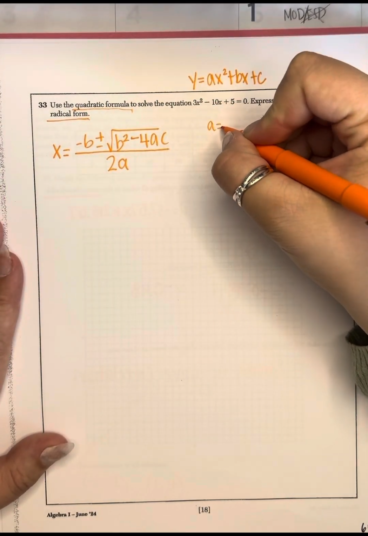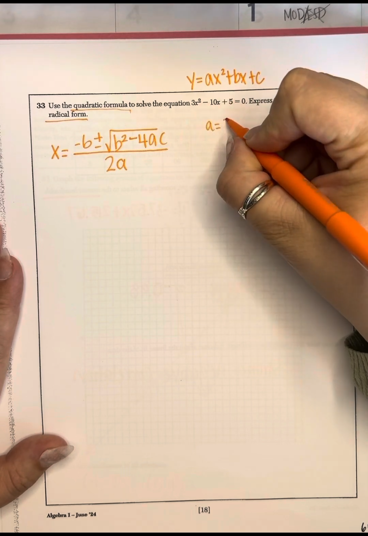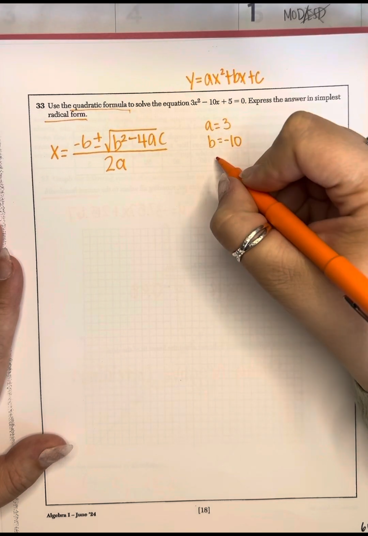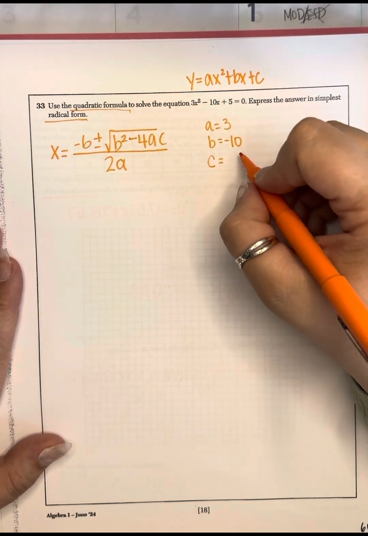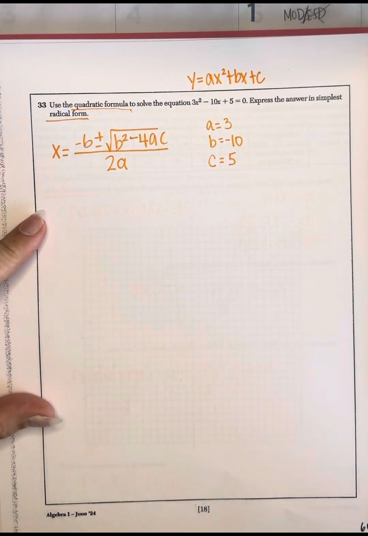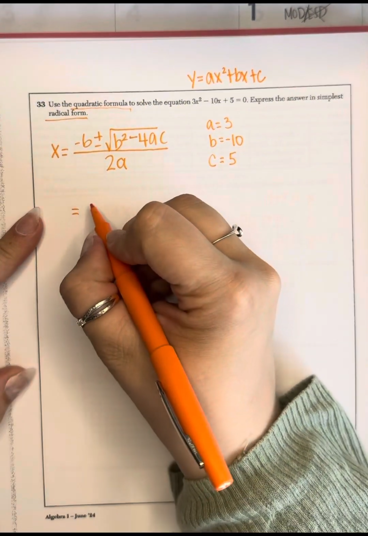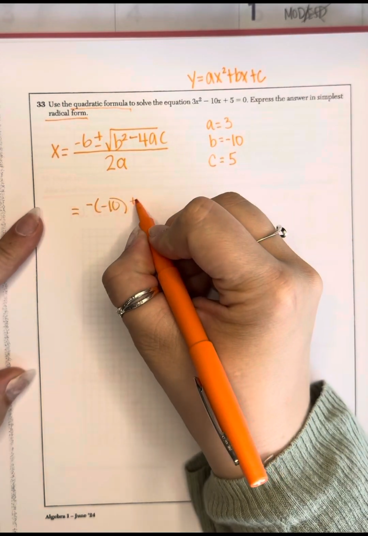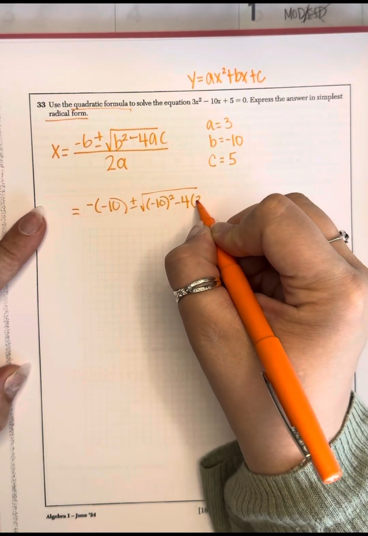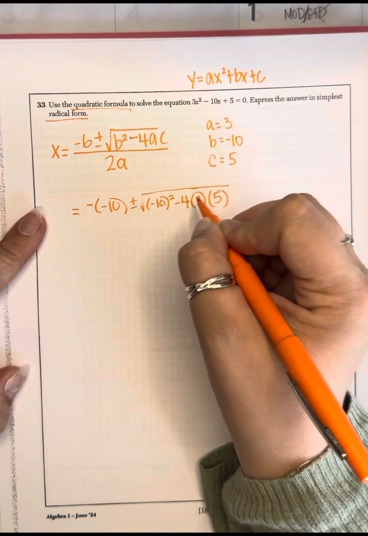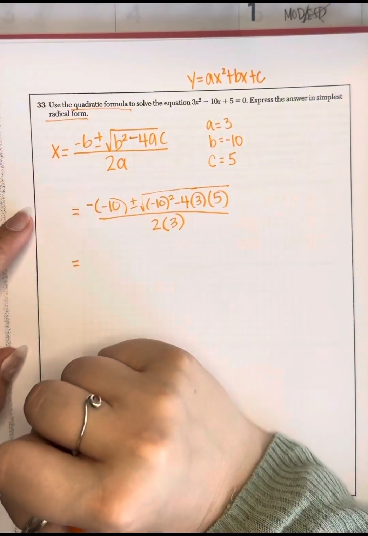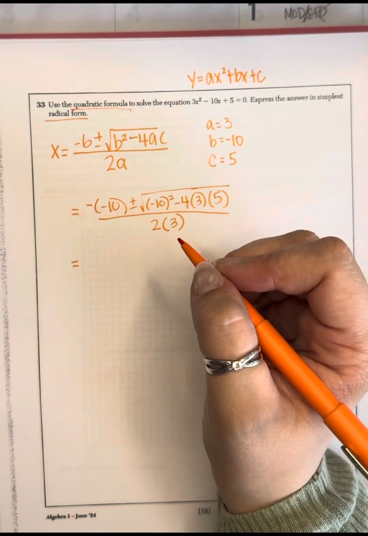So for this equation, a is in front of x squared. In this case, it's 3. b is in front of x. In this case, it's -10. And c is the constant, the number by itself, which is 5. And we're just going to plug those in to start. So -10 plus or minus the square root of -10 squared minus 4 times 3 times 5, and that whole thing divided by 2 times 3.